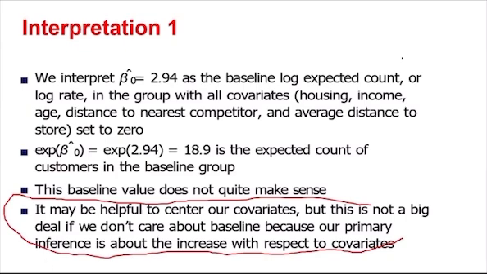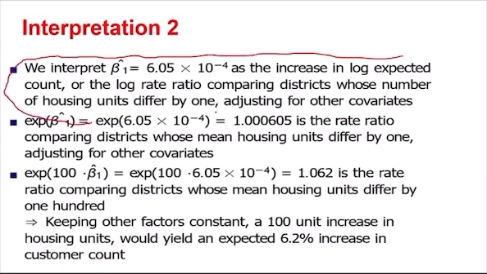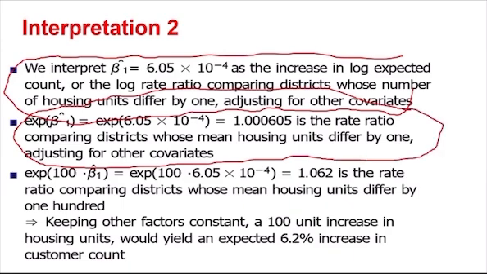I need you to pay attention. When I'm focusing on the estimate directly from R, I will be referring to the log expected count, or the log rate. Does that make sense? But if I exponentiate, I will remove the log. Look at this. Can you see the difference? I exponentiate it, then I remove the log.